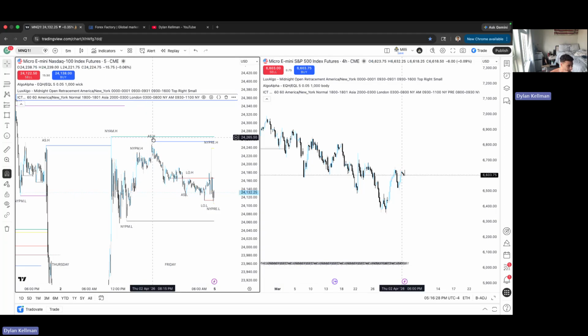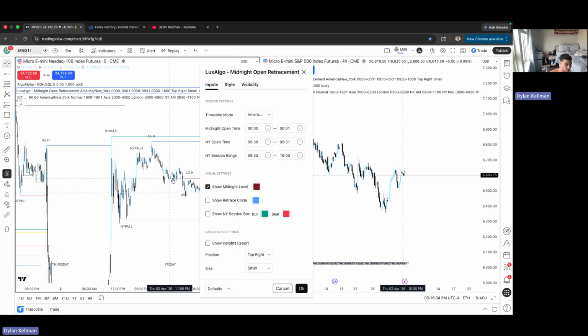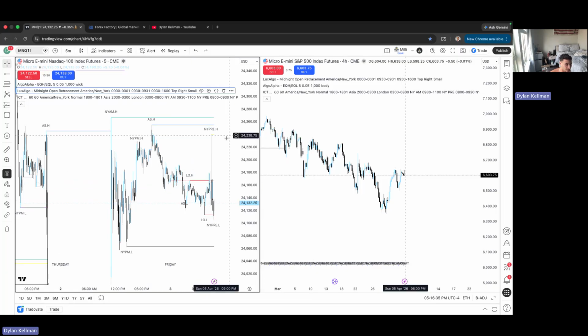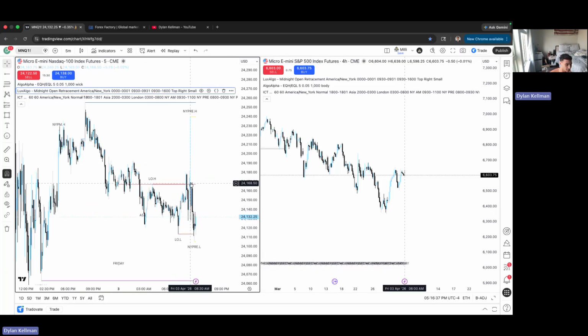Another one that's key is the midnight open. That's going to be this red line. Price loves to trade up into this midnight open and have this support and resistance.